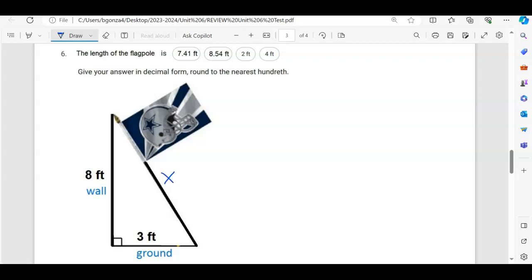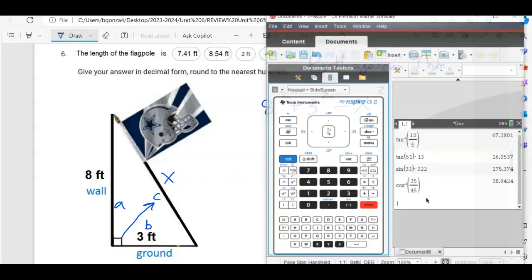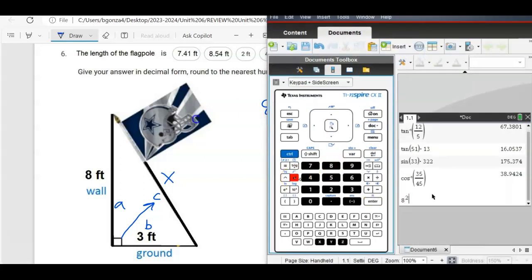So if we know two sides and we're missing a third side, this is going to be Pythagorean theorem. So let's label: A and B are next to 90, and across from 90 is C, right? So we're going to have to do 8 squared plus 3 squared equals x squared. When the numbers being squared are next to each other like this, we can just type it in one step. 8 squared plus 3 squared is 73.